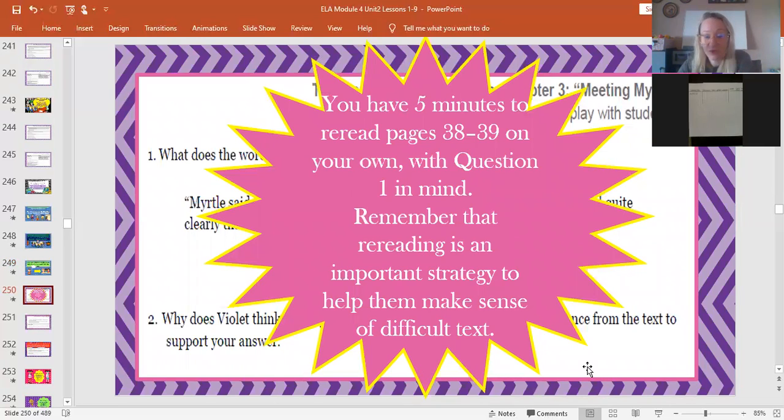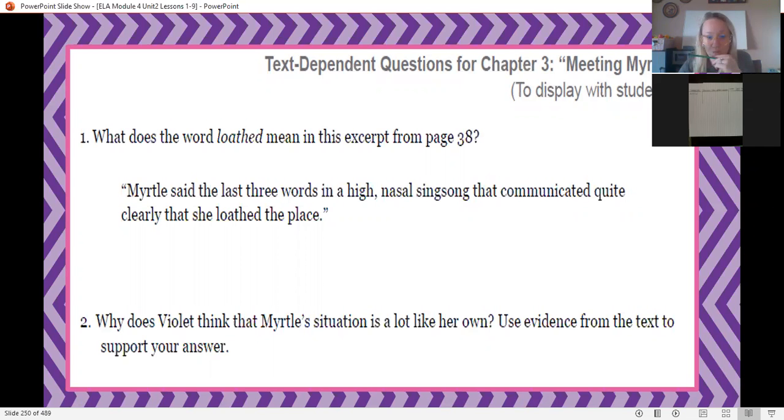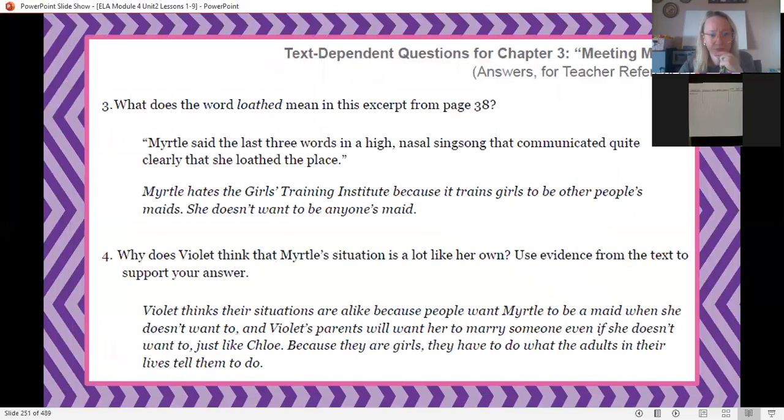Okay, so you've had 5 minutes to reread 38 and 39 on your own. I want you to think with question 1 in your mind, remembering that rereading is an important strategy to help make sense of difficult text. So, what does the word loathed mean in the excerpt from page 38? The text says, Myrtle said that the last 3 words in a high nasal sing-song that communicated quite clearly that she loathed the place. Loathed. Pause the video if you need to. If you said that Myrtle hates the Girls Training Institute because it trains girls to be other people's maids and that she doesn't want to be anyone's maid, then you got the question correct.